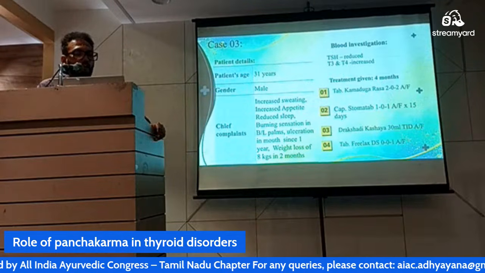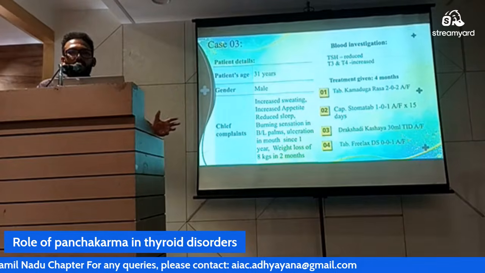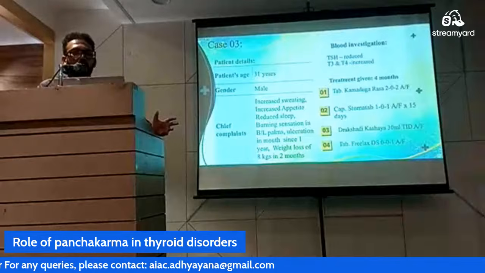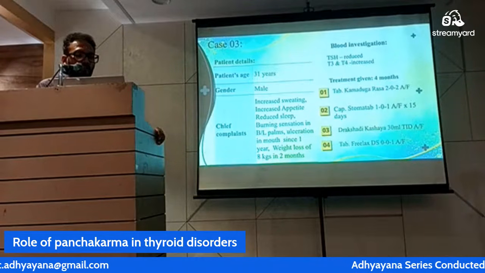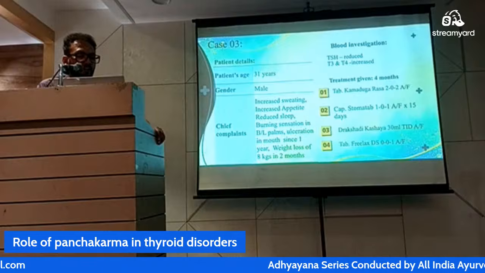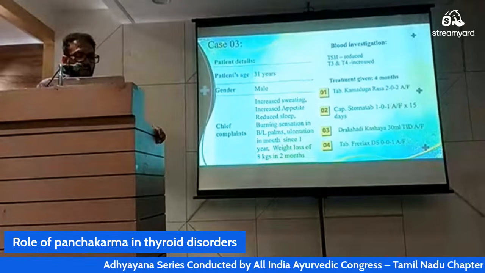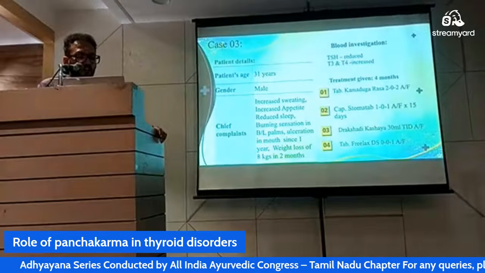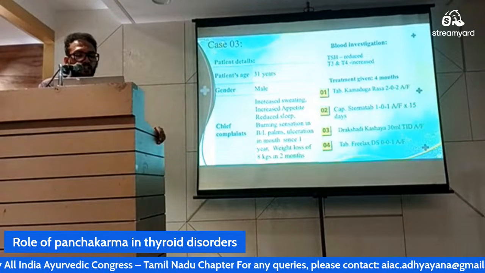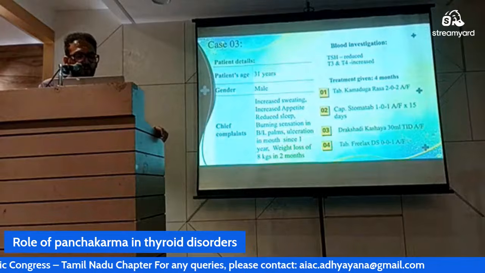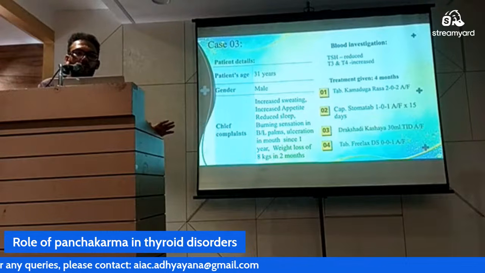This is a case of hyperthyroidism. I could not find many articles about it because we rarely get such cases, and we do not have exact proven methodologies. Here, a 31-year-old male had increased sweating, increased appetite, reduced sleep, burning sensation in bilateral palms, ulceration, and weight loss of 8 kg in 2 months. TSH was reduced and T3, T4 were increased, so a known case of hyperthyroidism. The treatment given was only Shamana medicines.